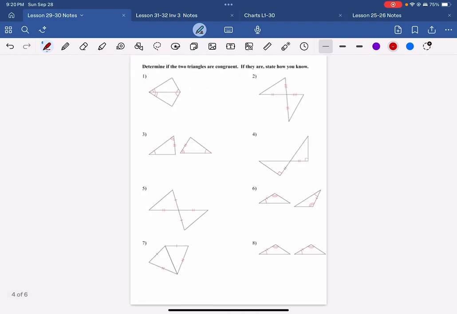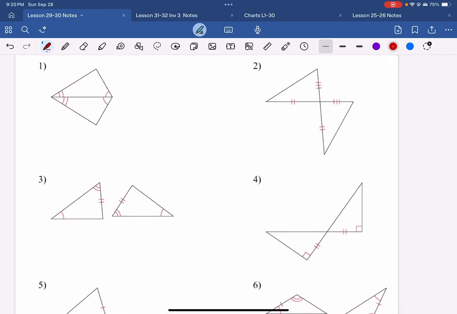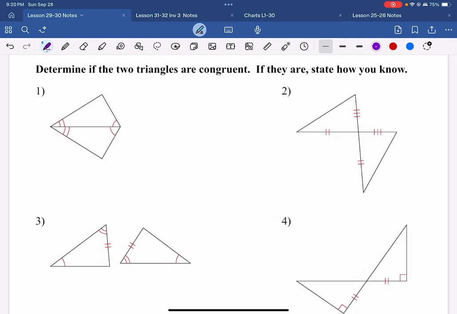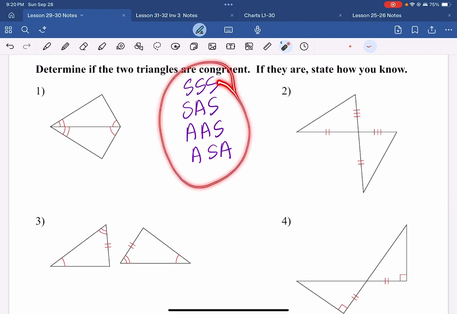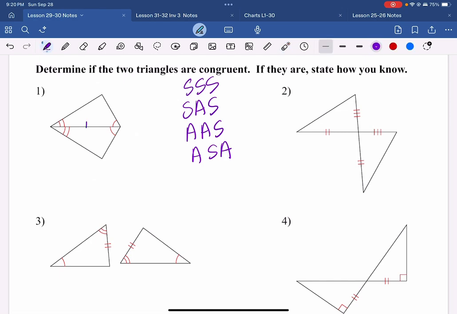Okay. This is a practice. I want you to pause the video and use your options of side, side, side, side, angle, side, angle, side, angle, and angle, angle, side. So we've learned these 4, and I want you to go through. So for example, if I looked at this one, I notice that this side is congruent to itself. So I have angle, side, angle. So the answer to this one is angle, side, angle.